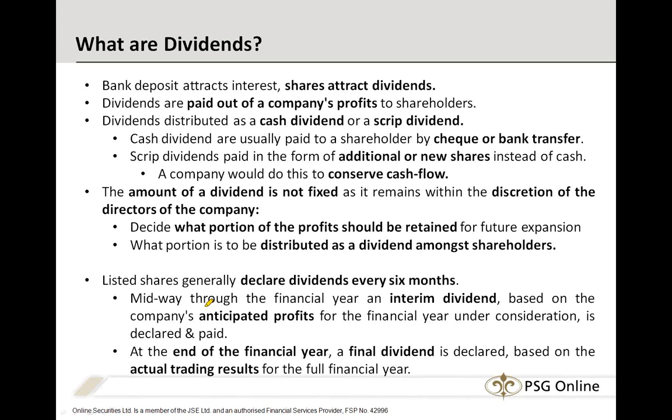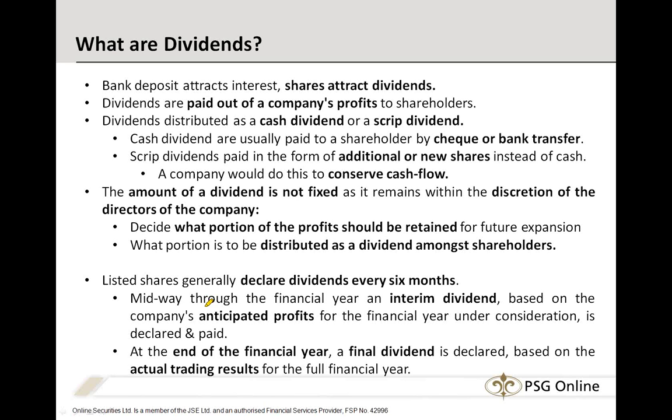So it's distributed as a cash dividend or as a scrip dividend. Those are the two options that a company has. Obviously, a cash dividend is you receive a check, or you get a bank transfer into your account. Scrip dividends, on the other hand, is where you get additional shares or new shares instead of cash. The company will do this, obviously, to conserve cash flow. The disadvantage, obviously, is it dilutes shareholding.